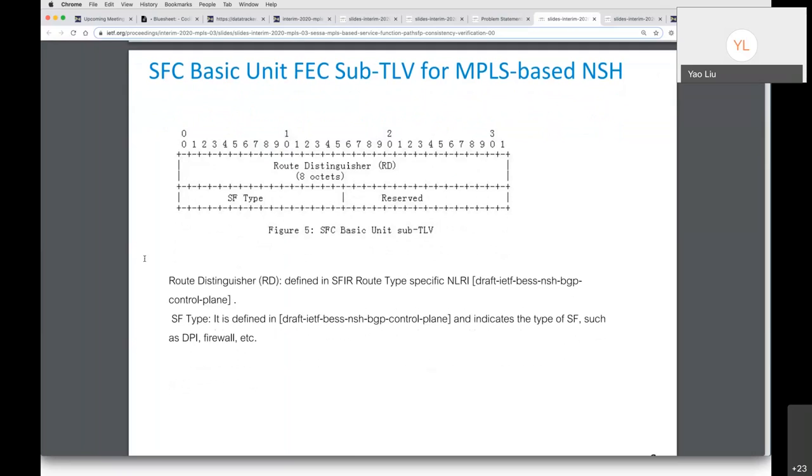We define the FACT sub-TLV not for collecting the SFP message, and this FACT sub-TLV is used like other sub-TLVs, in kind of the same way. It carries information gained from control protocols such as BGP. So the sender may know that he gets the RD and the SF type from BGP, as it is advertised through BGP. So he can use the FACT sub-TLV to check whether the data he gets from the control plane is the same in the data plane.